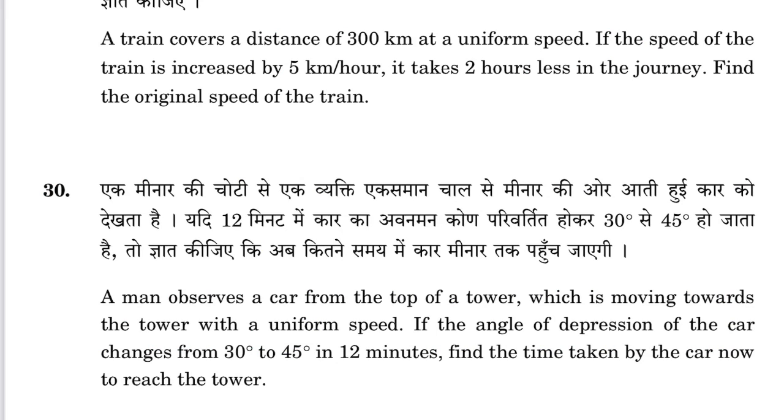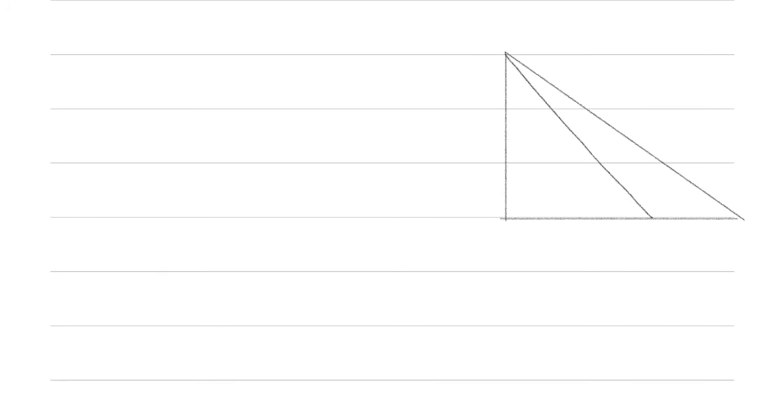30th question. In this question we have a man on the top of the tower who observes a car which moves towards the tower with a uniform speed. The angle of depression changes from 30 degree to 45 degree. This angle is 30 degree and this angle is 45 degree.